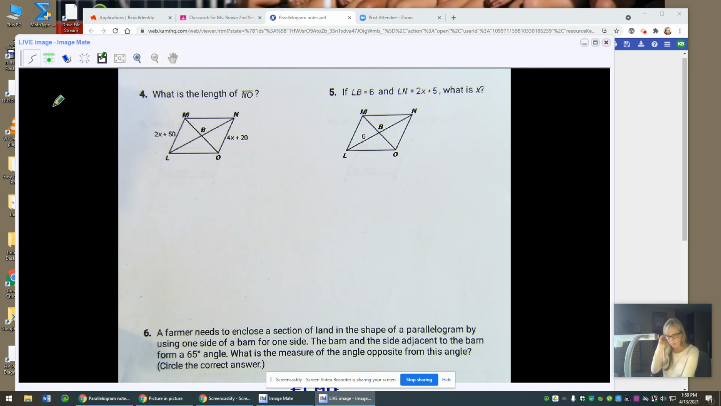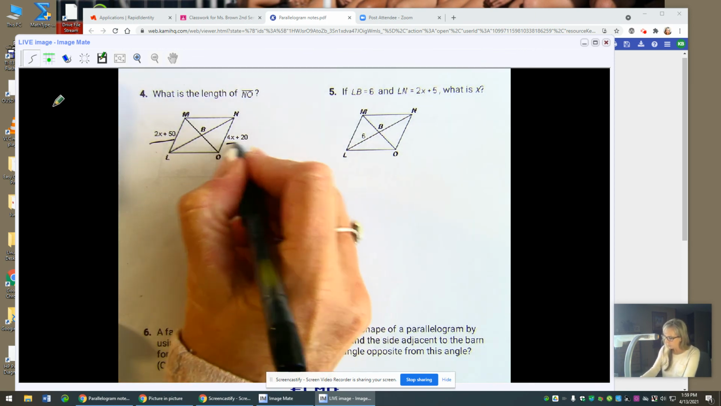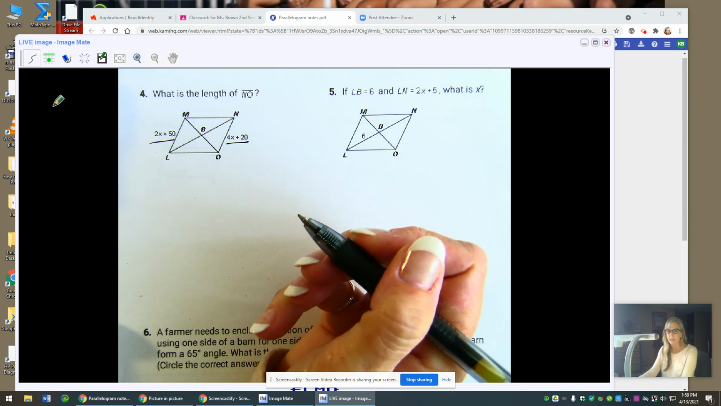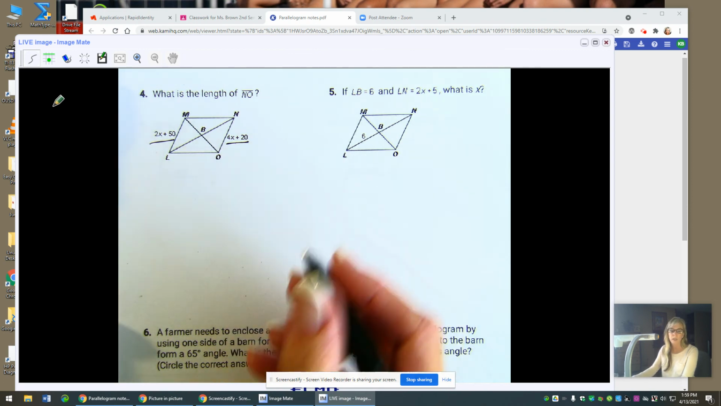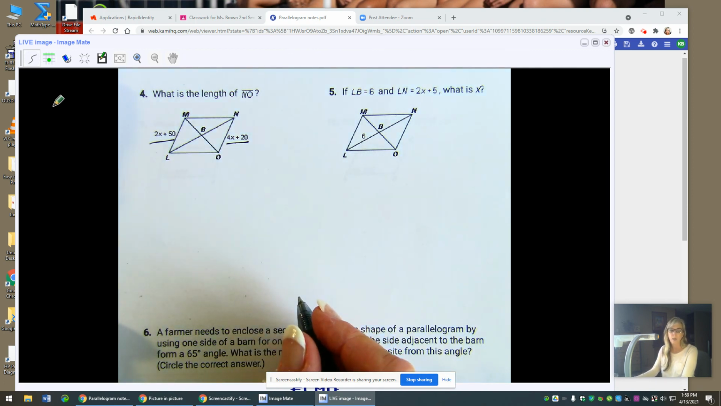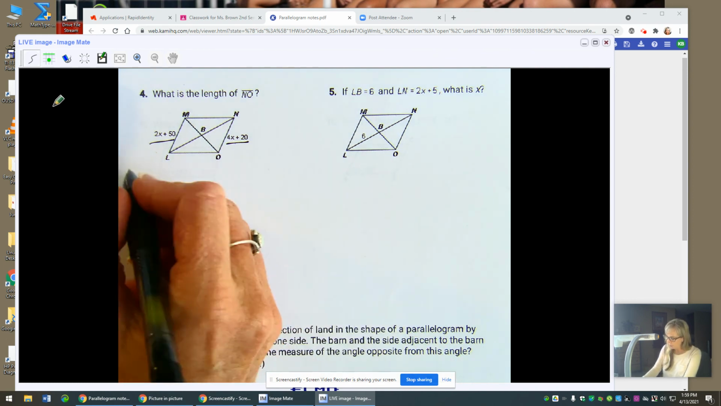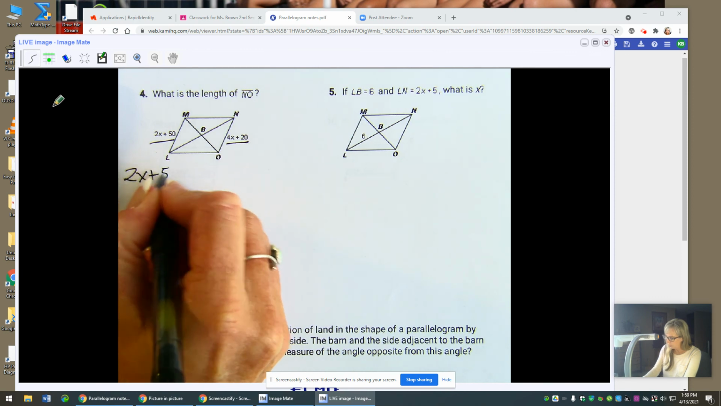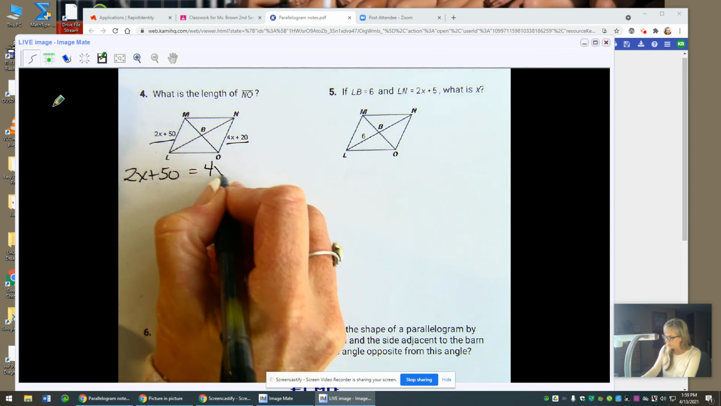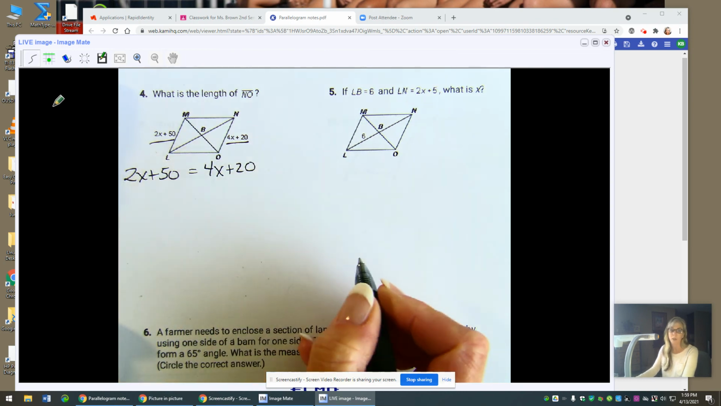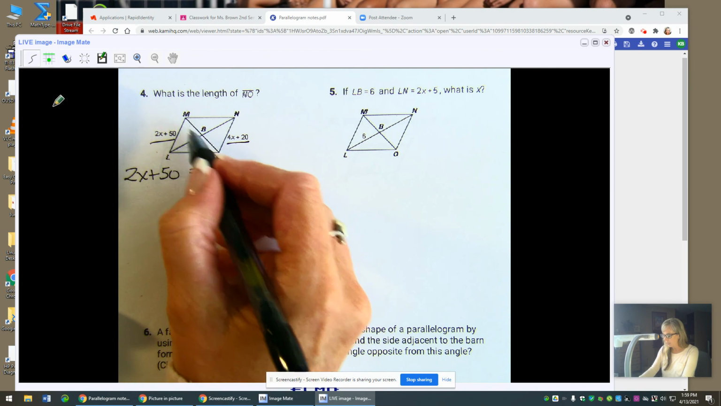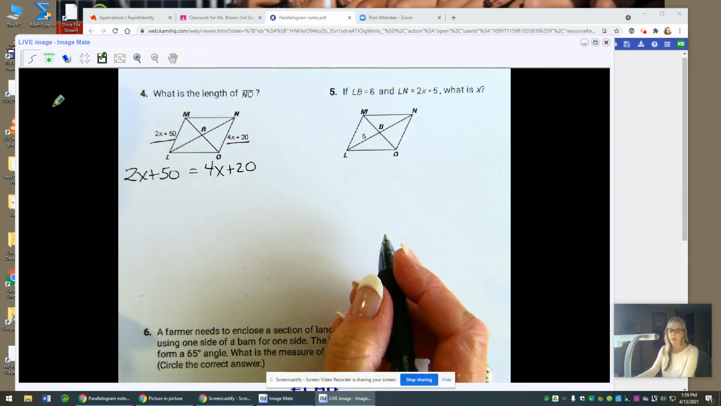Let's look at 4 again. This is equal to that. At the top of the worksheet, it says these are all parallelograms. If they weren't, we wouldn't be able to solve it. But if we know it's a parallelogram, we're going to set them equal. So that means 2x plus 50 is equal to 4x plus 20. The reason I know is because opposite sides of a parallelogram are equal. And by the way, these diagonals are not there to help me solve the problem. They might be there to confuse me, but we won't be confused.